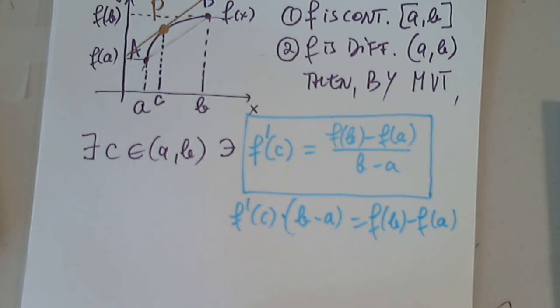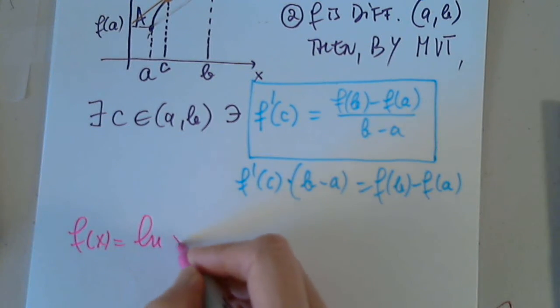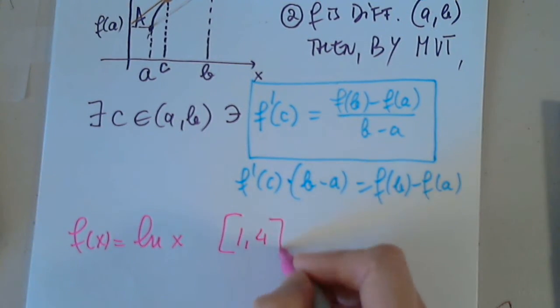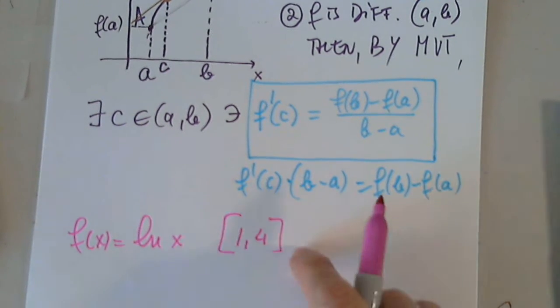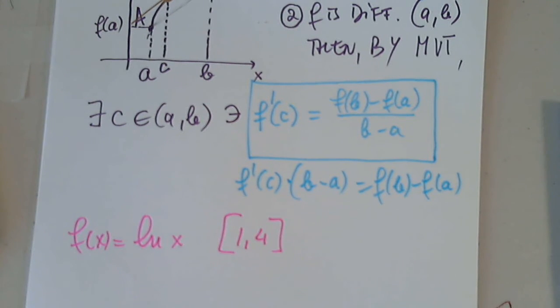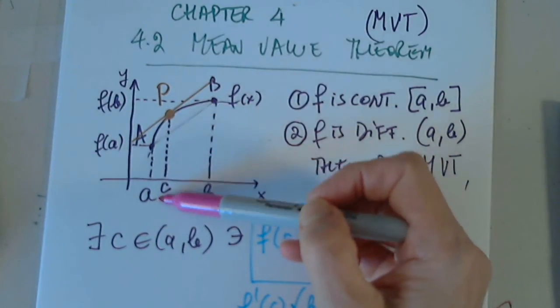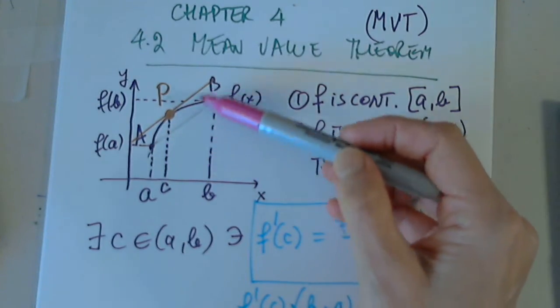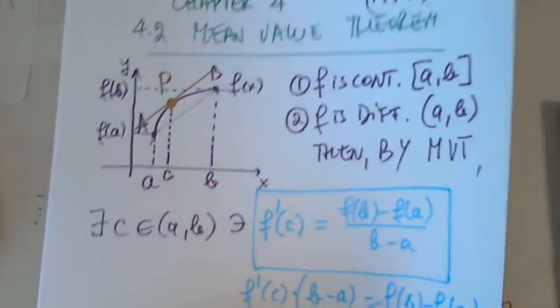Okay, so let's say problem. We are given a function f of x, which is natural log x. We are given the interval 1, 4. And here is the question. Verify that the function satisfies the hypotheses of the MVT on the given interval. And then find all numbers c that satisfy the conclusion of MVT. Is this just one possible c? No. We can have several possible c's, like with Rolle's theorem. It depends on the function, right?